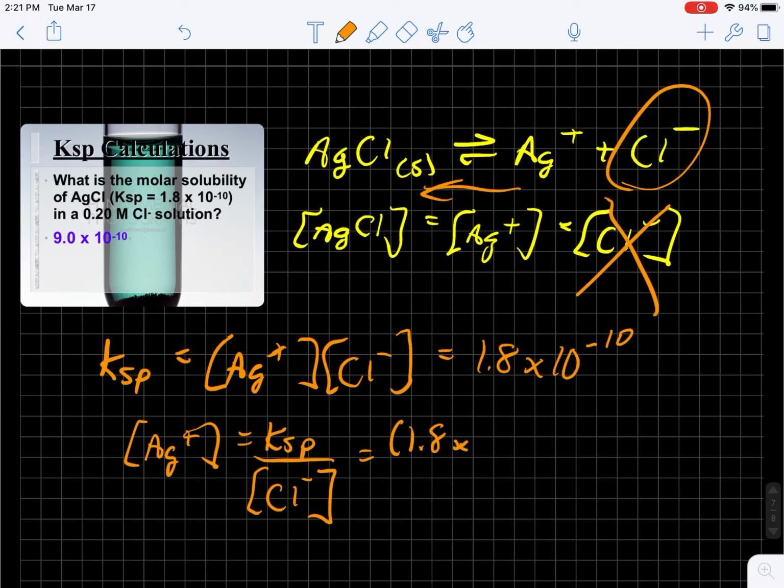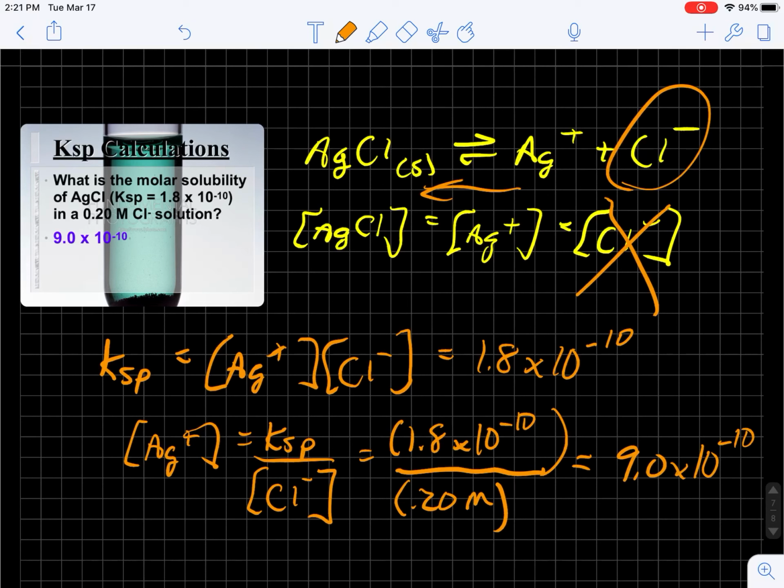Okay, substitute in 1.8 times 10 to the minus 10, and we divide by the chloride, which was 0.20 molar. I should know that this is 3.6 times 10 to the minus 9, but I'm going to check it anyway because you know me in arithmetic. As I get older, my arithmetic is awful. In fact, it was not at all that. This comes out to be 9.0 times 10 to the minus 10. Yay, which matches, got it right. And those are those two questions.